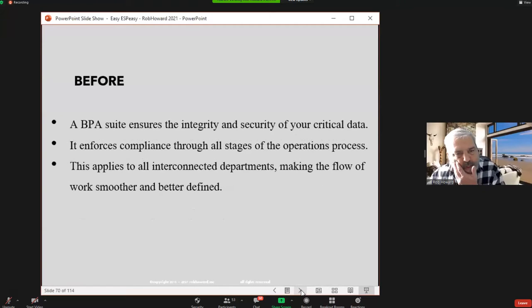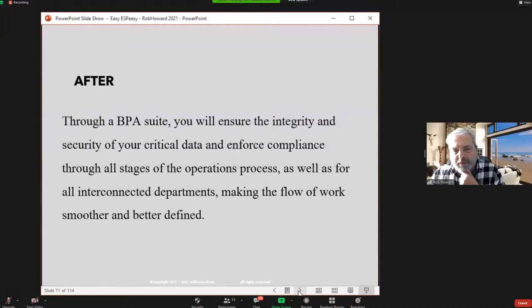And here's another one. Ensures integrity, enforces compliance and operating, making the flow of work smoother. There. It's a wonderful sentence. This is how your students can improve, and it's going to help improve their writing skills. And it's also going to help them improve the thought process. So they're going to start thinking more before they speak. And it's not going to be just short chunks and sentences.